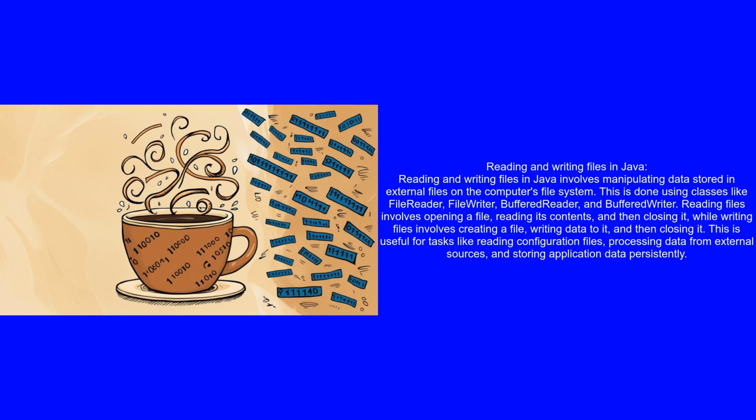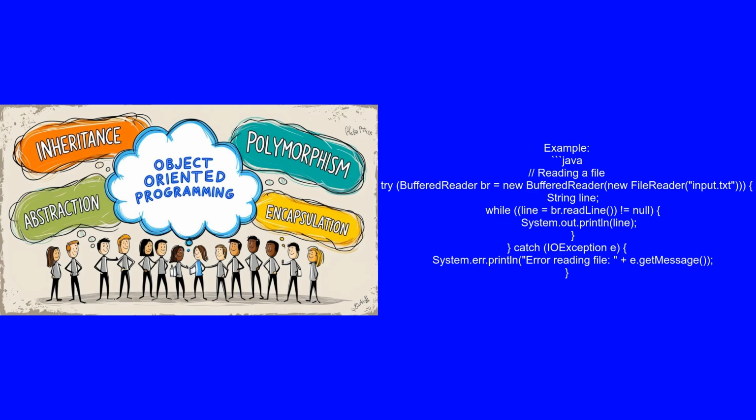So, let's talk about reading a file in Java. Basically, you can use a BufferedReader to help with that. You start by creating this BufferedReader and giving it a FileReader object that points to the file you want to read. In this case, let's say it's called input.txt. Then, you can start reading the file line by line. You do this by using a while loop that keeps going until there are no more lines left to read. Each time you read a line, you can do something with it. In this example, we're just printing it out to the console.